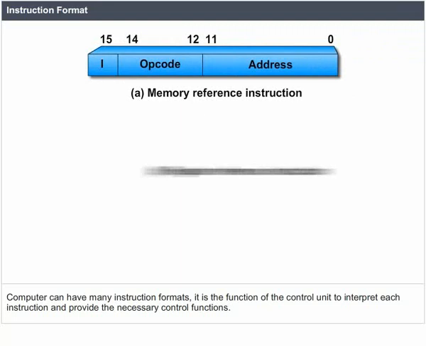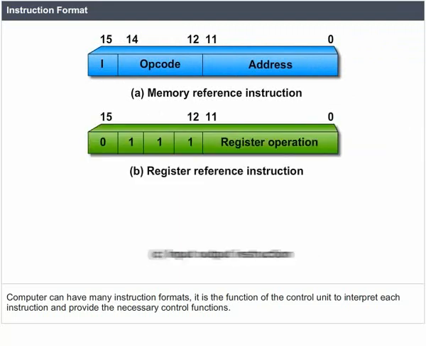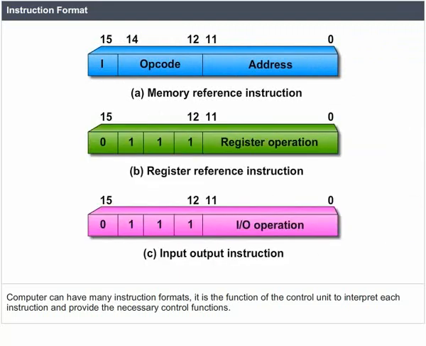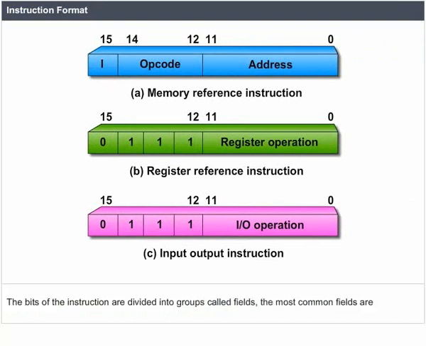Instruction format. Computers can have many instruction formats. It is the function of the control unit to interpret each instruction and provide the necessary control functions. The bits of the instruction are divided into groups called fields. The most common fields are: Operation code field specifies the operation to be performed. Address field designates a memory address or a processor register. Mode field specifies the way the operand or the effective address is determined.